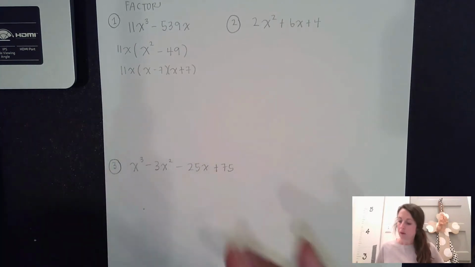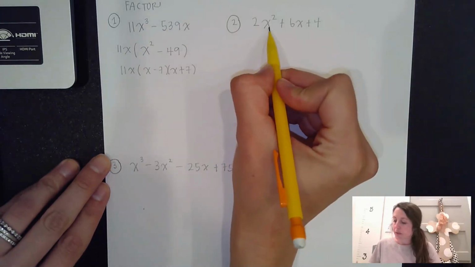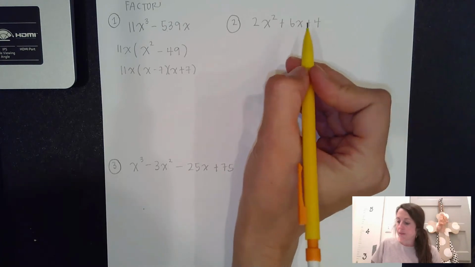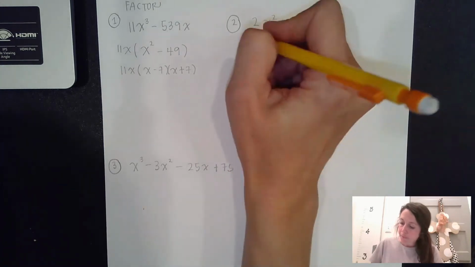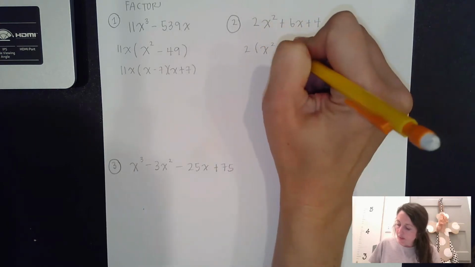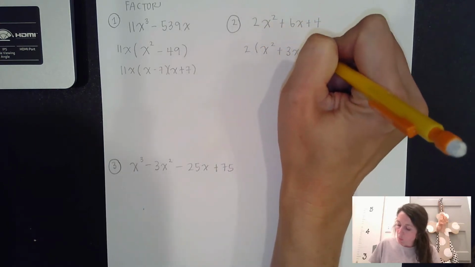Okay. All right, let's look at the second one here. So 2x squared plus 6x plus a 4. Let's try to factor that one completely. So what can I factor out here? I can factor out a 2. I'll be left with an x squared plus a 3x plus a 2.